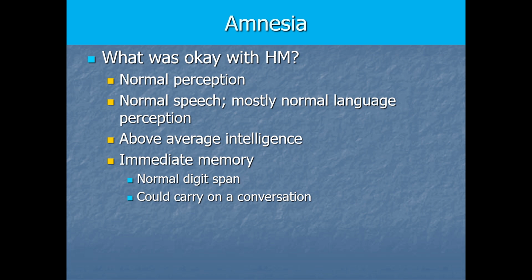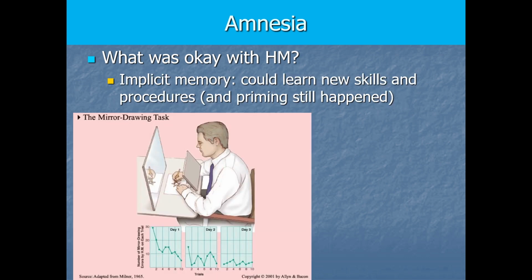But HM also helped us understand the different types of long-term memory. He helped confirm that explicit and implicit memory rely on distinct brain systems. So his ability to retrieve words shows that lexical memory, our word memory, what words mean, doesn't require those areas that were removed in his brain. So it's relatively independent of those medial temporal structures or the hippocampus, right?